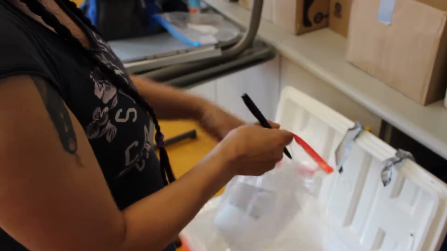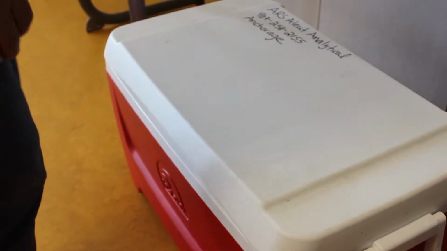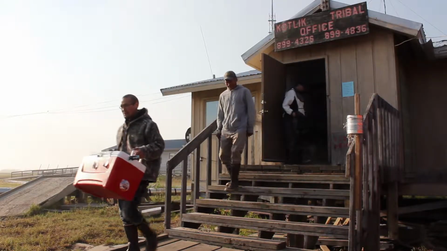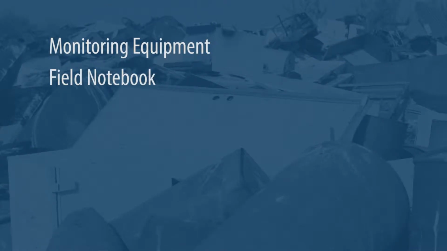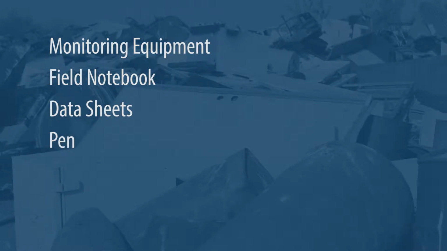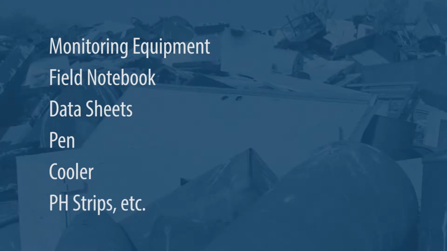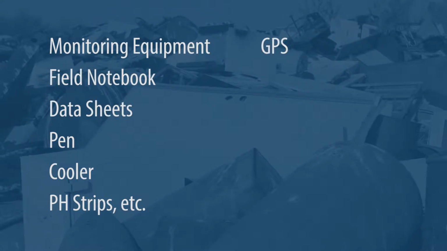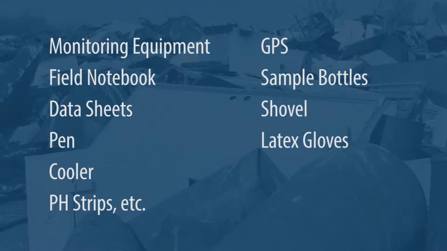Once the bottles are ready, load them in a cooler, which will be provided to you by your lab. Remember, before heading out, make sure you have everything you will need. The basic items you will need are your monitoring equipment, field notebook, data sheets, and a good all-weather pen. Your cooler or other container to hold the sample bottles, other monitoring and sampling supplies such as pH strips, GPS, sample bottles, shovel, latex gloves, and camera.